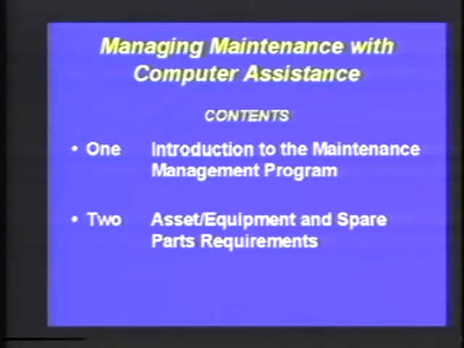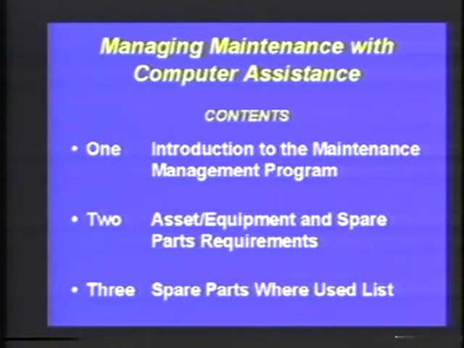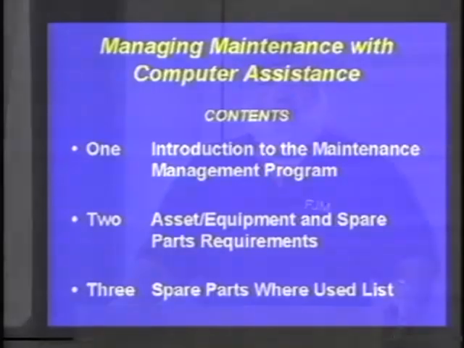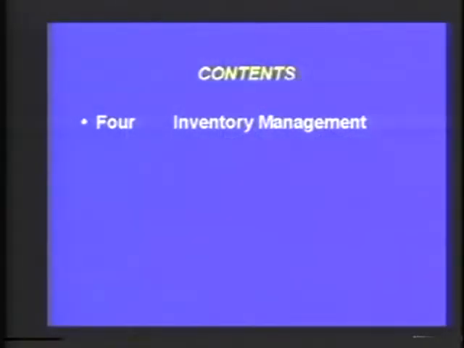Section 3 pertains to what we call the spare parts where used list. In other words, every spare part would have an identification relative to the asset or the equipment it is used in, and that is a key requirement for various applications that we will discuss when we get into section number 3. Section 4 is the heart of the spare parts inventory planning program, which is entitled Inventory Management.